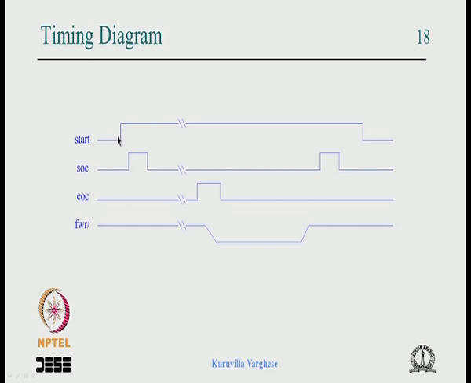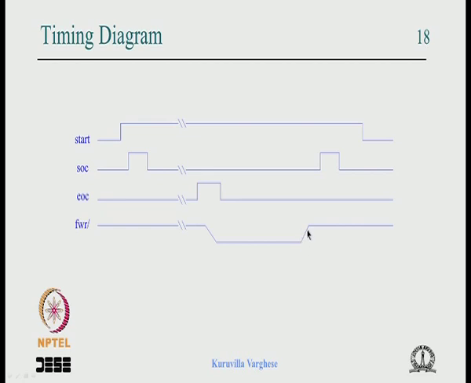If you look at the timing diagram, when the start goes high, the controller detects it and gives a narrow start of conversion. The moment the start of conversion is given, and this shows the continuity, we do not know how long it takes for the end of conversion to come. Maybe it is continuing, and then the end of conversion comes. The moment the end of conversion comes, the controller has to give a write signal of certain width to the FIFO, and the FIFO gets written.